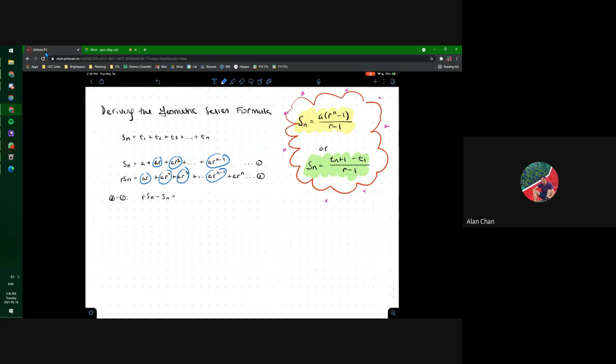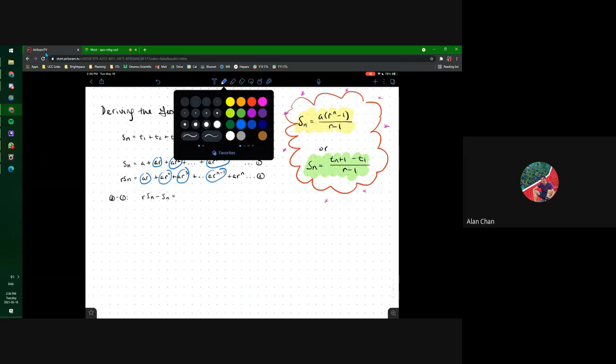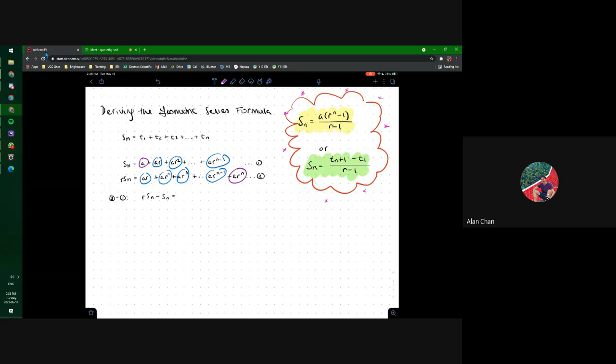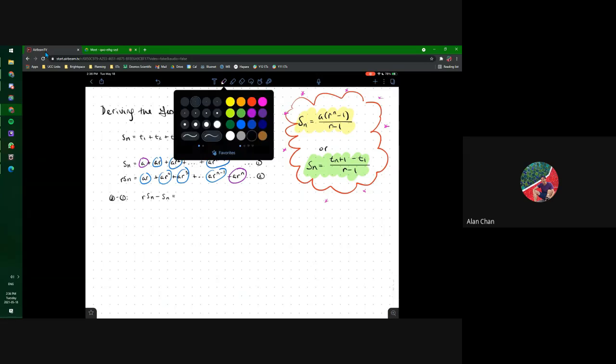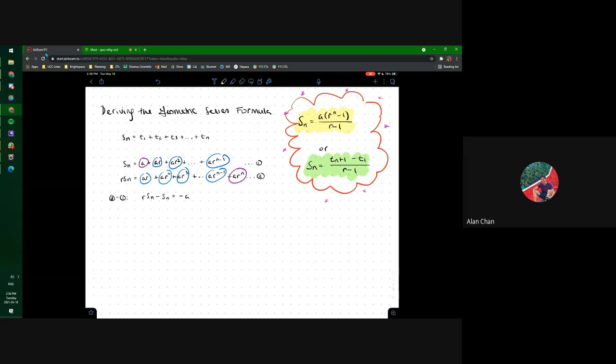So what are we left with? Well, we're left with this weirdness. We've got an a and an ar to the n. What you have to keep in mind is we took this equation and we're subtracting number 1, so it's actually going to be a negative a. So this turns into a negative a plus ar to the n. And then at this point, we're almost done. But of course, this was completely unintuitive. We're going to factor out an Sn from the left-hand side, so it'll just be r minus 1 times Sn.